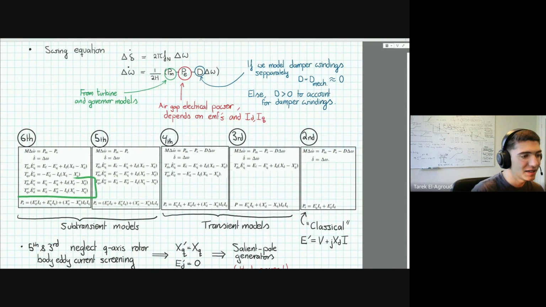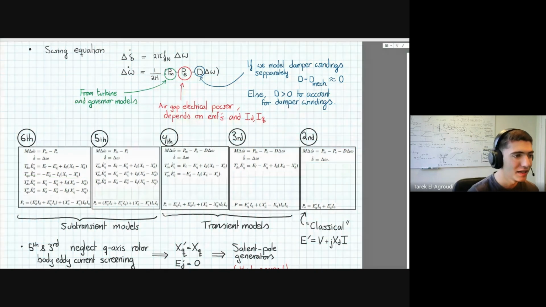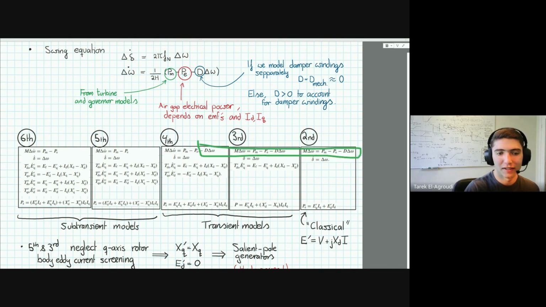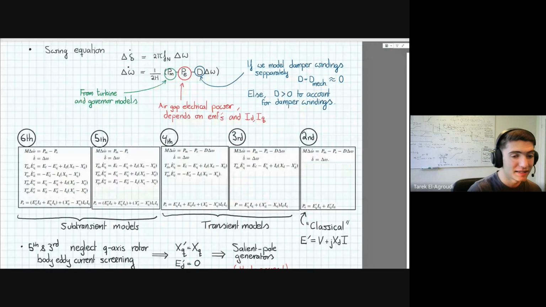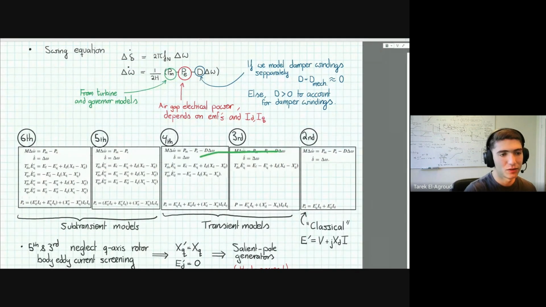However, since these correspond to the damper windings, and the damper windings provide most of the damping in the synchronous generator, you have to include this damping. And we'll get to that shortly, but the way that's done is by adding a linear damping constant. So you can see for all the low order models here, there is this D times delta omega damping. That's basically to account for the fact that we're no longer modeling the subtransient EMFs, so we don't use those anymore in the calculation of the electrical power. And so we have to account for the damping of the damper windings through this D constant.